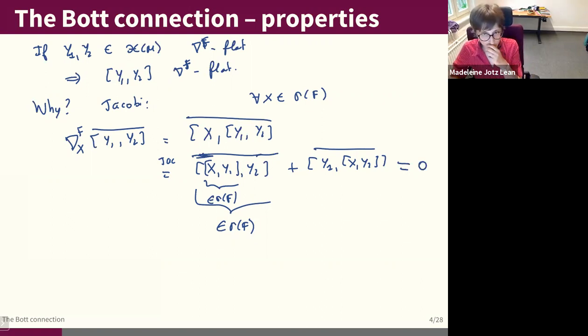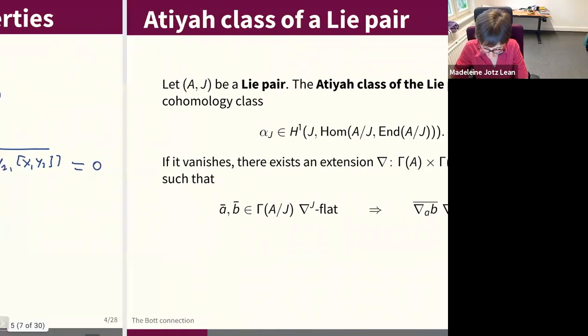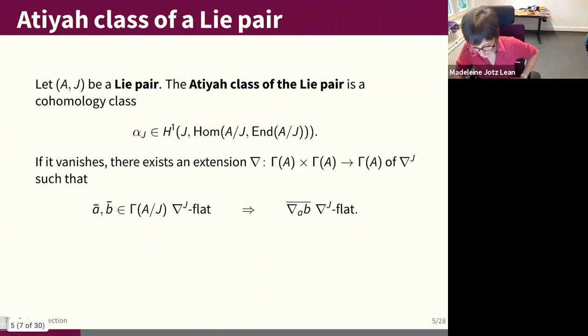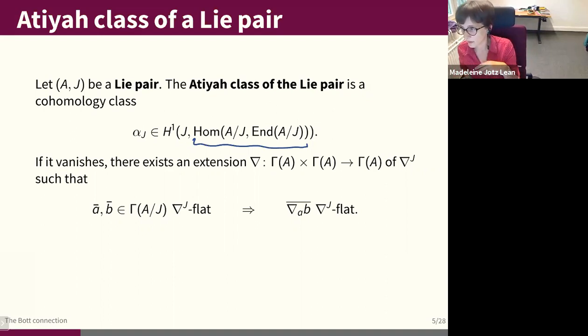Okay, so let's move on. We go back to a general Lie pair, A and J. I want to tell you what this Atiyah class is before we go on. So first of all, the Atiyah class of the Lie pair, it's a cohomology class in the first cohomology of J with values in this larger space, Hom of A mod J, A mod J. Obviously, J is represented on A mod J, so it's represented on this whole space. And so we have a cohomology.